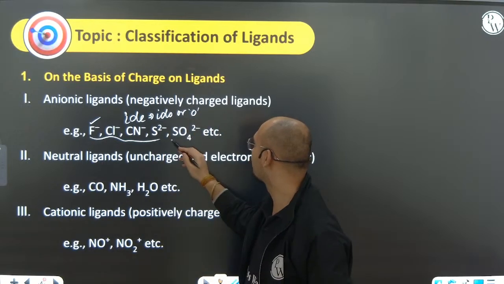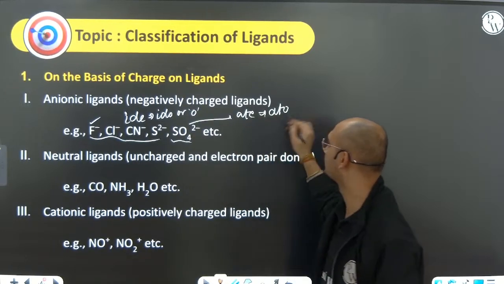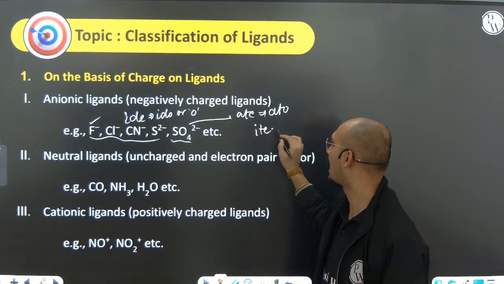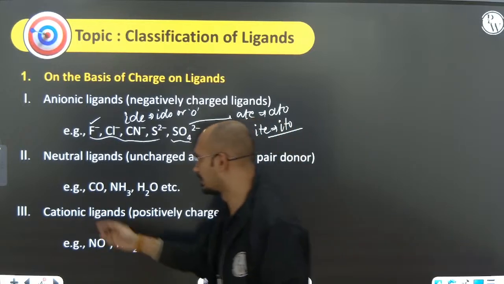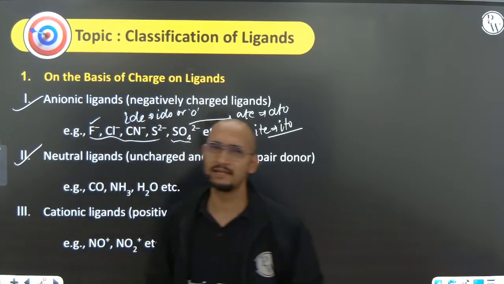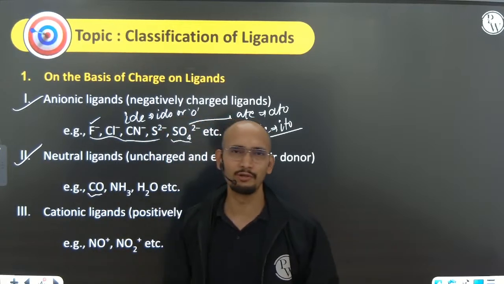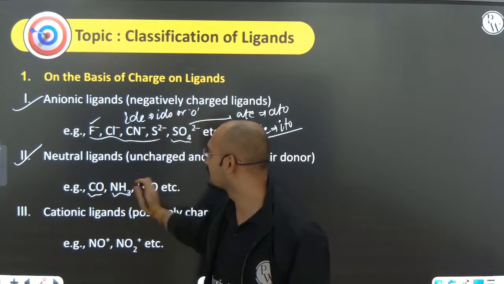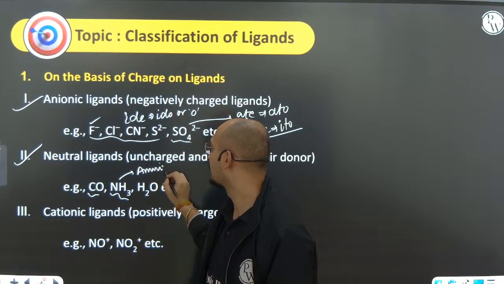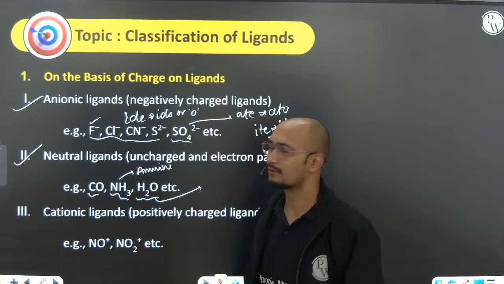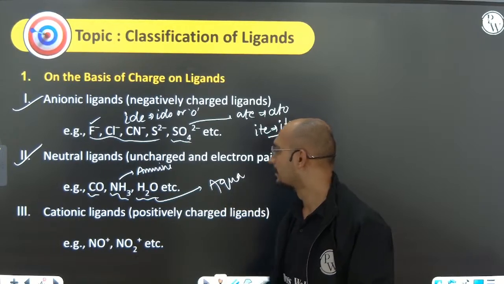Okay, now sulfate. Now ate converts into ato, while ite converts into ito. What will it convert into? Ito. I hope it is all making sense, not a big deal. Next is neutral. In neutral ligands, you just put the names as they are. Generally, like CO is there, so what will you call it? Carbonyl. NH3 is there, you will not call it ammonia, but you will call it ammine, AMMINE. And what is this? Water. What will you call water? Do not say water, you will call it aqua. Aqua.